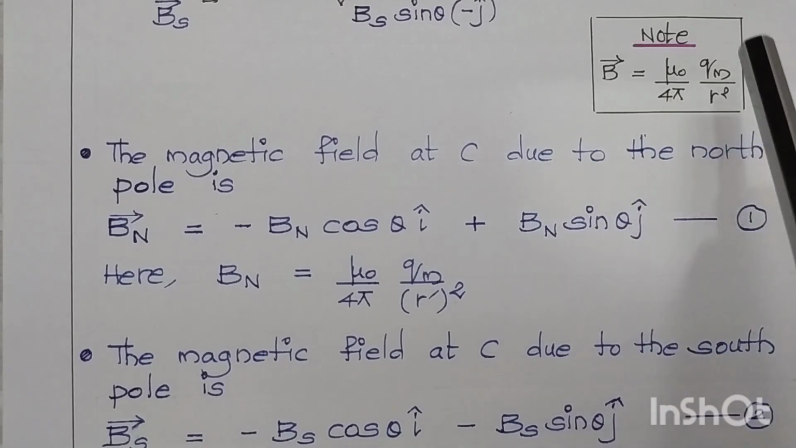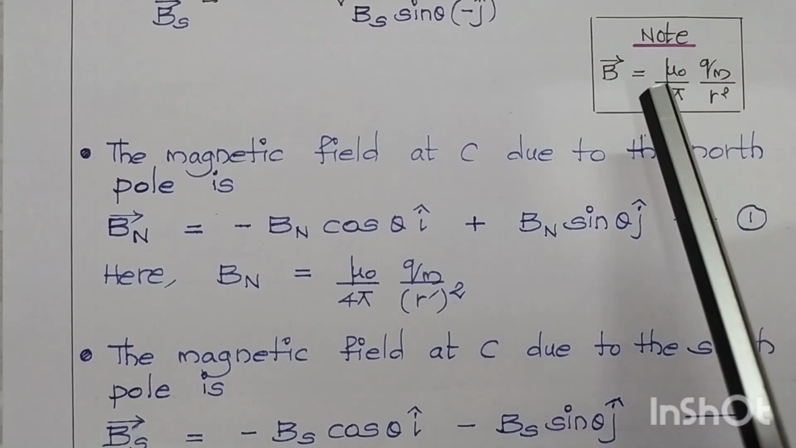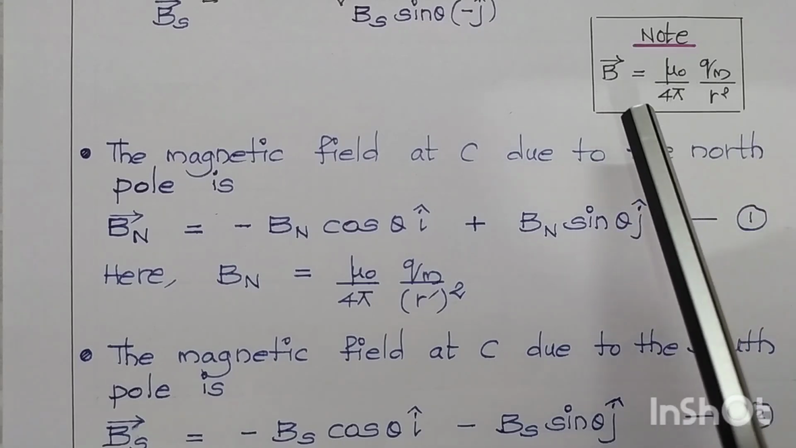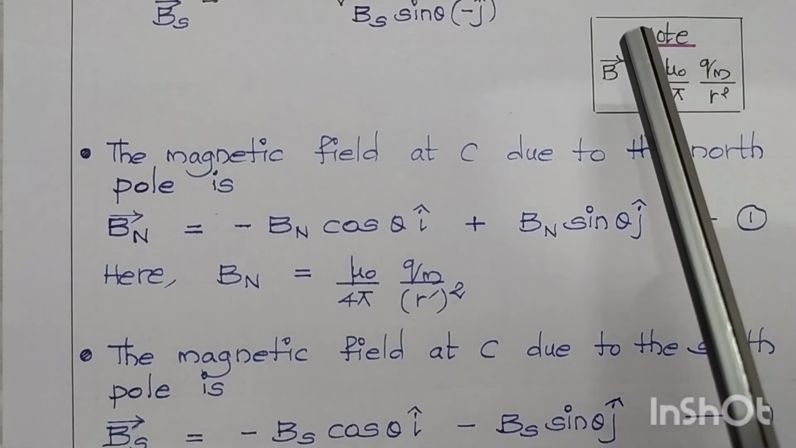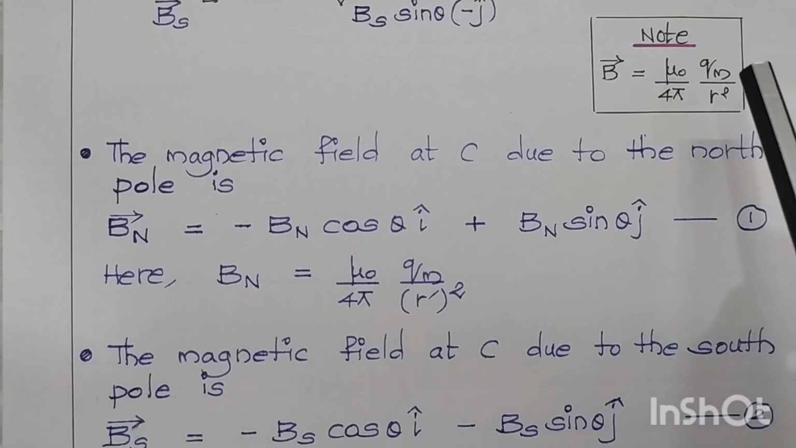Here in this box a small note is given, which is nothing but the expression for magnetic field. That is B vector is equal to mu naught by 4 pi Qm by R square. This is the basic formula to calculate magnetic field. Keep it in your mind.